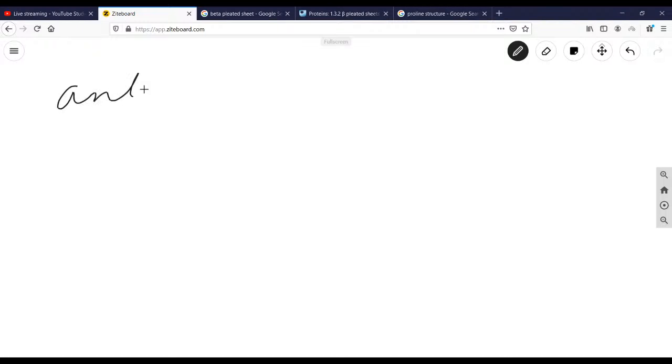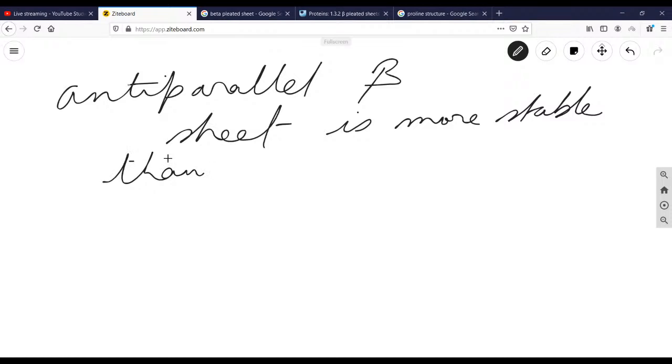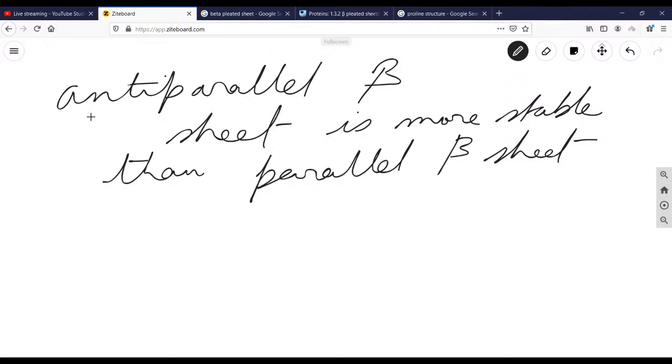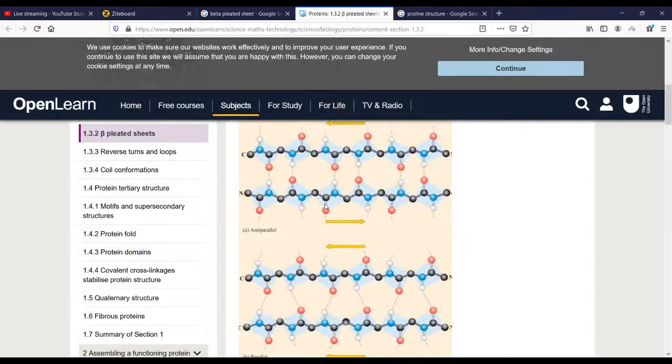So the answer is written in the NEET examination as: the anti-parallel beta sheet is more stable than the parallel beta sheet. Why? Because the anti-parallel beta sheets have collinear hydrogen bonding. That is the reason, because the hydrogen bondings, you can see, are all straight in anti-parallel, where they have opposite orientation. That is why anti-parallel beta sheets are more stable than parallel beta sheets. This is the maximum that can be asked in the NEET examination.